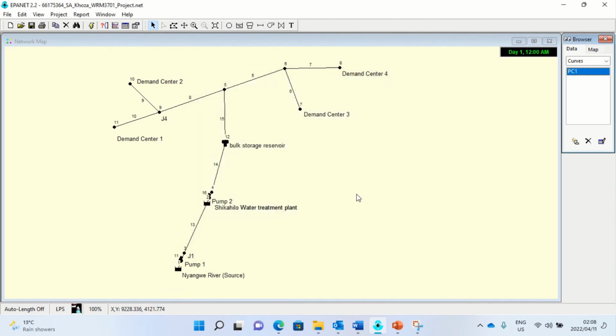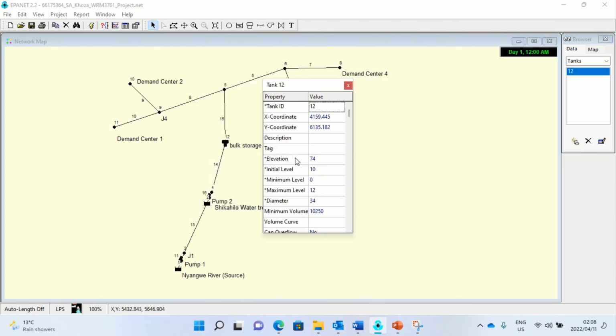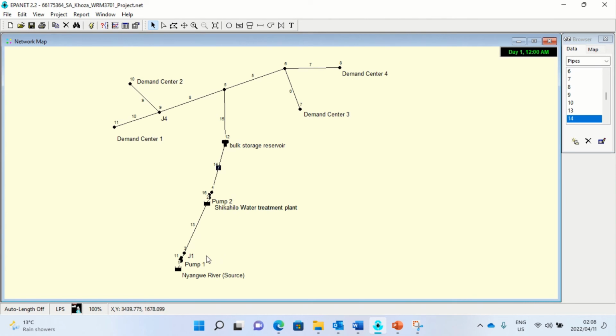And then also I've changed the elevation here to 74. I've used my reduced levels to get the elevation here. I need to subtract the reduced level of the bulk storage water from the Nyangwe River reduced level. Also with the pipes, I've put in the length, and then I have assumed or determined my own diameters for the pipes in order for me to obtain a successful run of the water network.